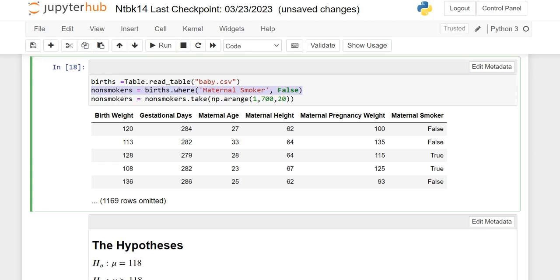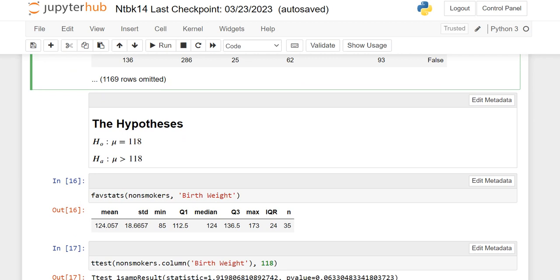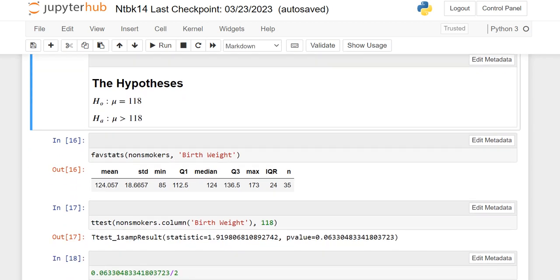And then what's this? We're not taking a random sample. I'm sorry, that's np.arange, counting from 1 up to 700 by 20s. Okay, so that's taking a sample of them. And here's the hypothesis, just like I showed you on the other slide.